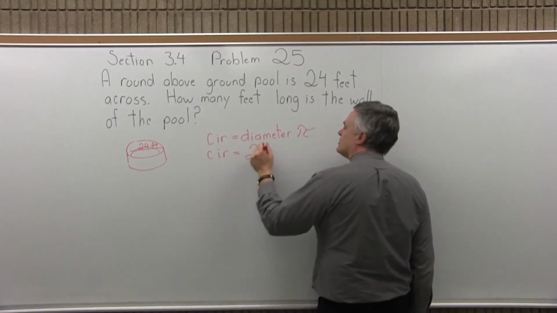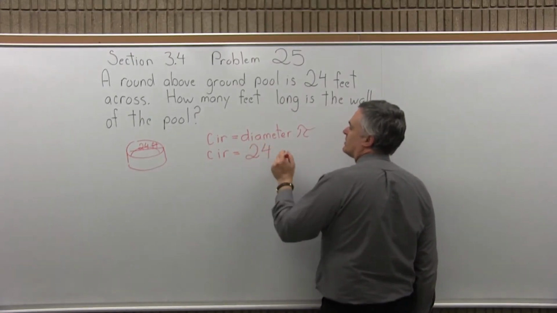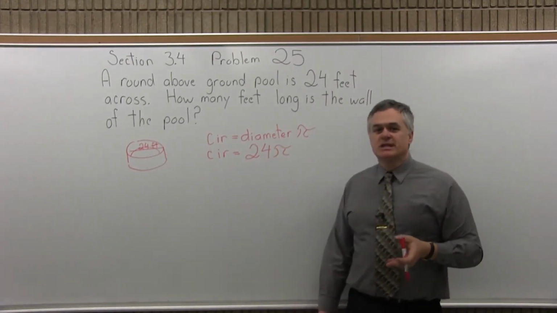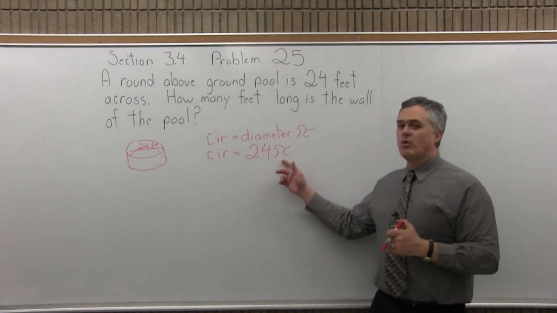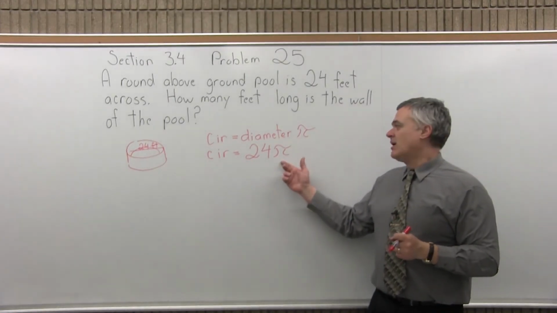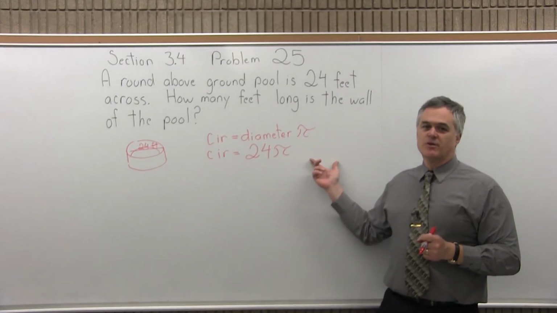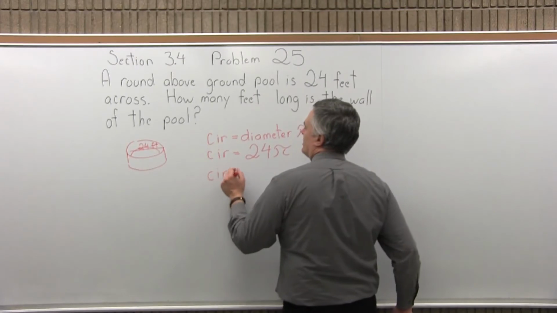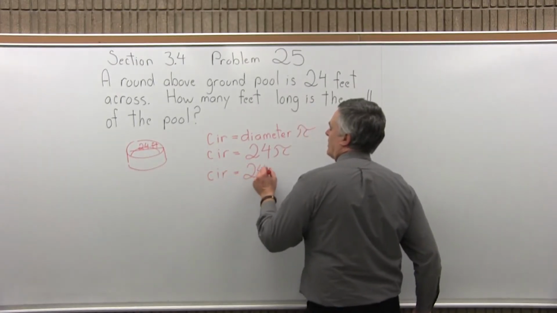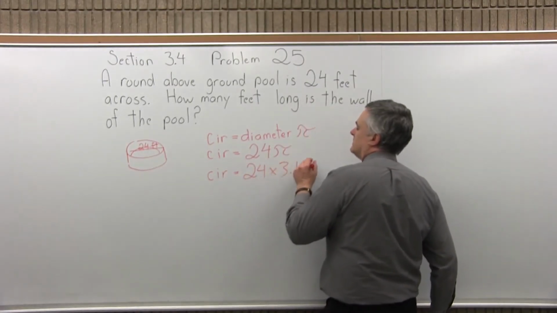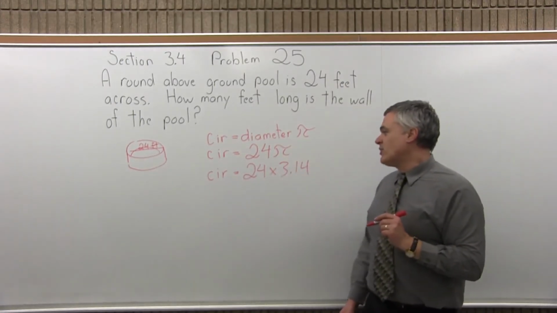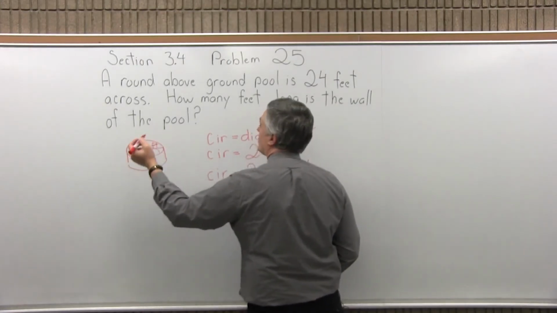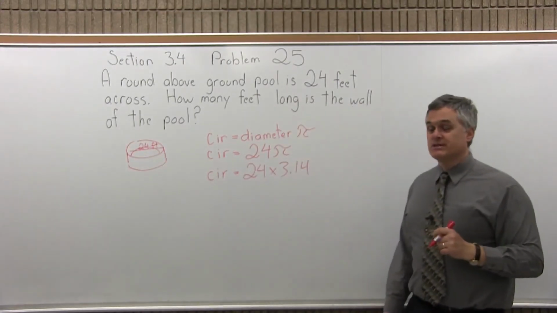And they have other sizes too. There's bigger and smaller pools. 24 is pretty common. But 24 times pi. Now some people will just leave the answer like this because some people want more accuracy or less accuracy. How many places after the decimal do you want for pi? It never ends. For most people though, a good number for pi is 3.14. So if I multiply 24 times 3.14, it'll tell me the distance around the outside edge of that pool, or in other words, how long the wall of the pool is.